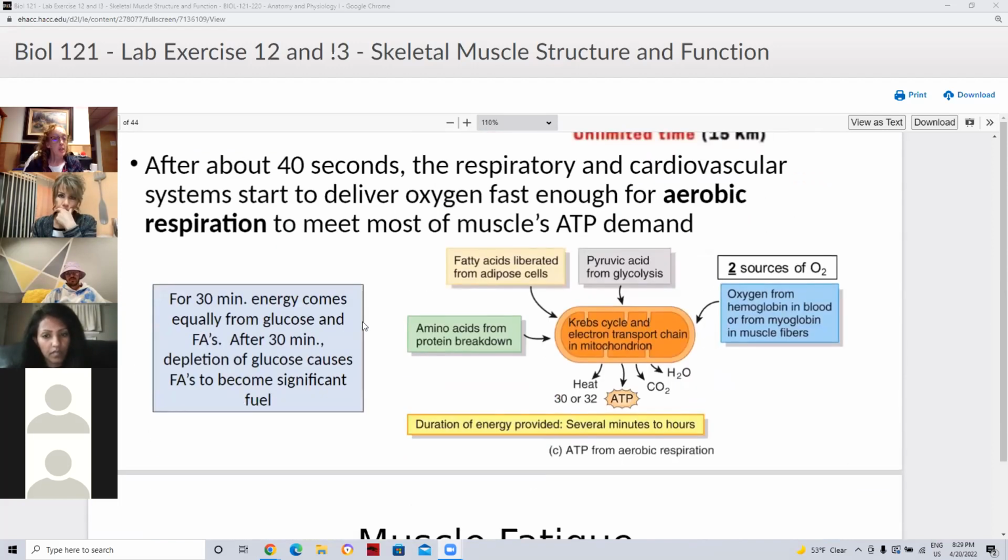So for about 30 minutes, energy comes equally from glucose and fatty acids. After 30 minutes, the depletion of glucose causes fatty acids to become the significant fuel.